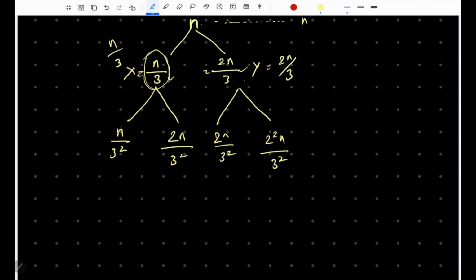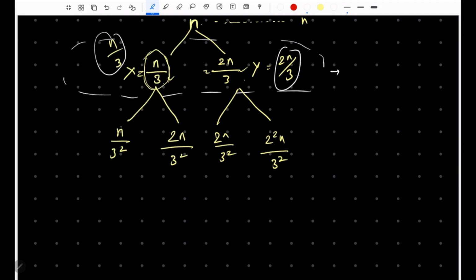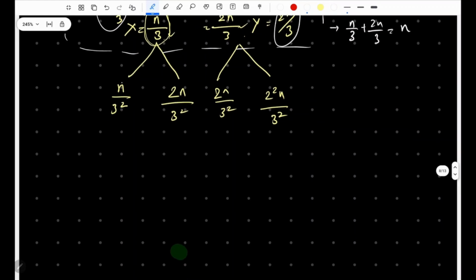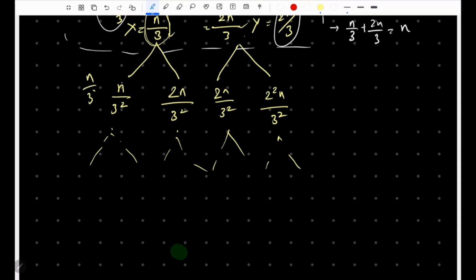So what is the total? The total cost at this level is n by 3 plus 2n by 3, which is n. Now I will go further and divide this also, this also, this also, and this also. So what will be the cost of dividing this? It will be n by 3 square. And what will be the cost of dividing this? It will be 2n by 3 square.